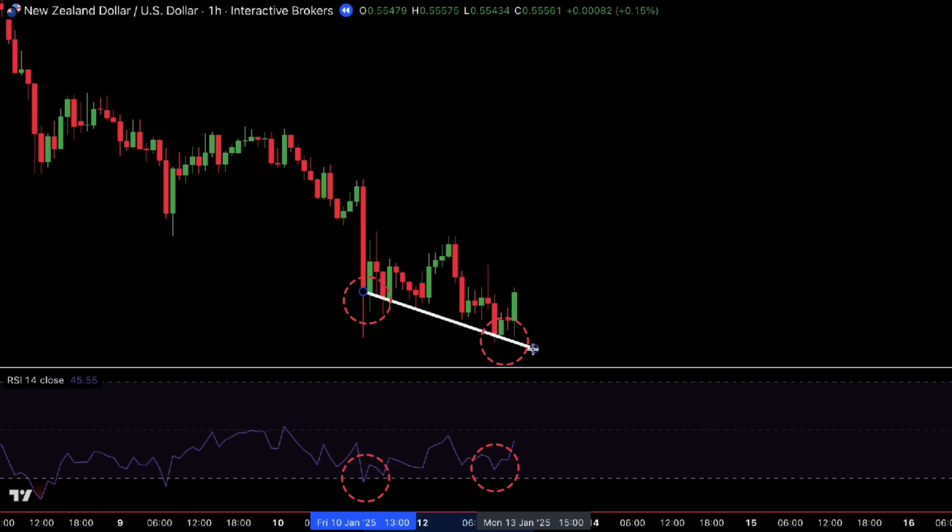If price makes lower lows, but the RSI makes higher lows, that's a bullish divergence. It means sellers are pushing price down, but momentum is slowing. A sign price could soon rise.